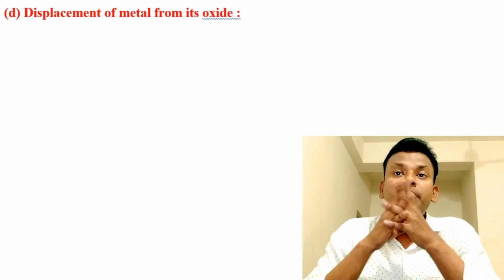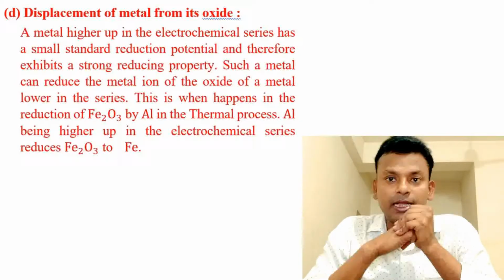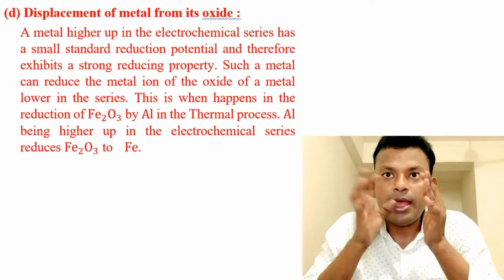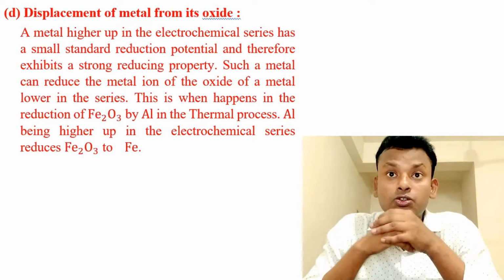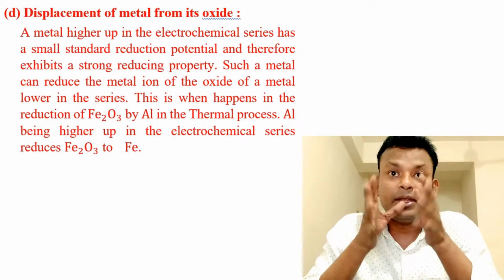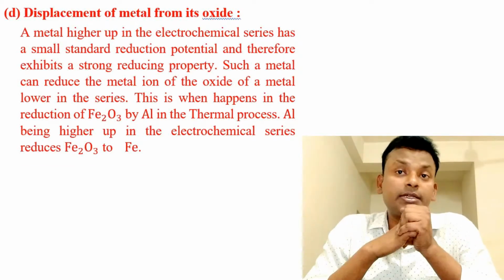Point D. Displacement of metal from its oxide. A metal higher up in the electrochemical series has a small standard reduction potential and therefore exhibits strong reducing property. Such a metal can reduce the metal ion of the oxide of a metal lower in the series.